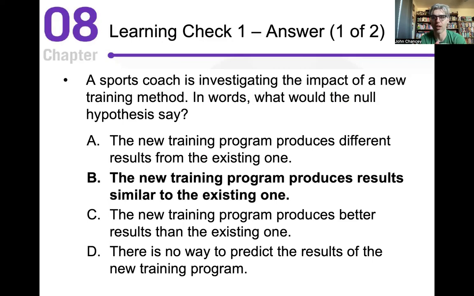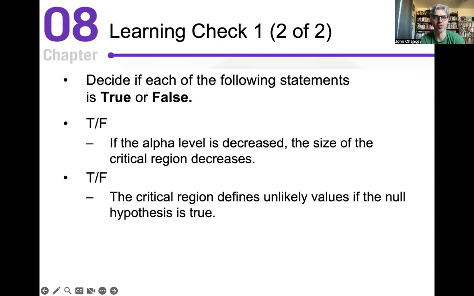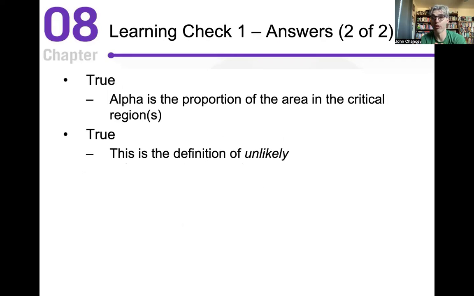Okay, in this case, the correct answer is B. They're the same. There's essentially no difference, is what we're saying. The null hypothesis is going to say there's no difference. We're starting from the point that there's no difference. Next one, true or false: if the alpha level is decreased, the size of the critical region decreases. And the next one, true or false: the critical region defines unlikely values if the null hypothesis is true. Go ahead and pause your video here and come back when you think you have an answer. Okay, both are true in this case.